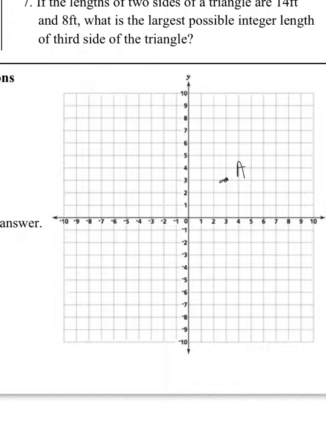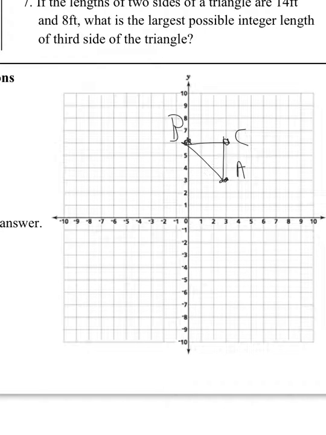Point B is at 0, 6. So 0, 6. And point C is at 3, 6. Right there. So, very ugly triangle, but you get the idea.